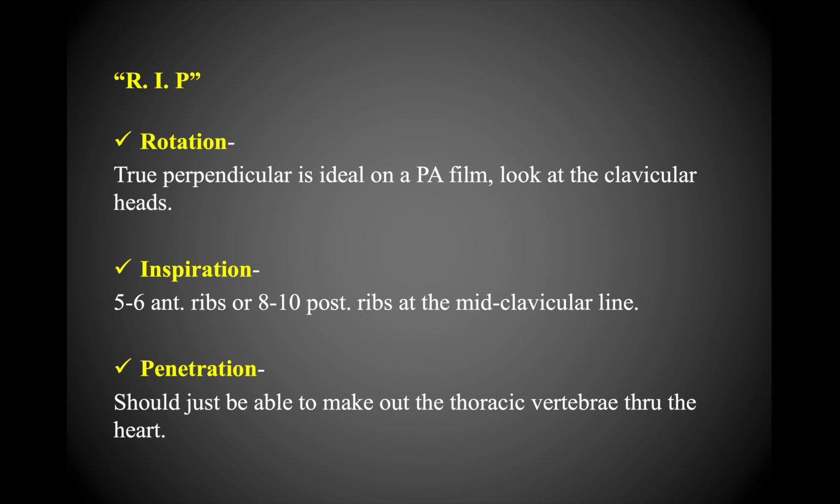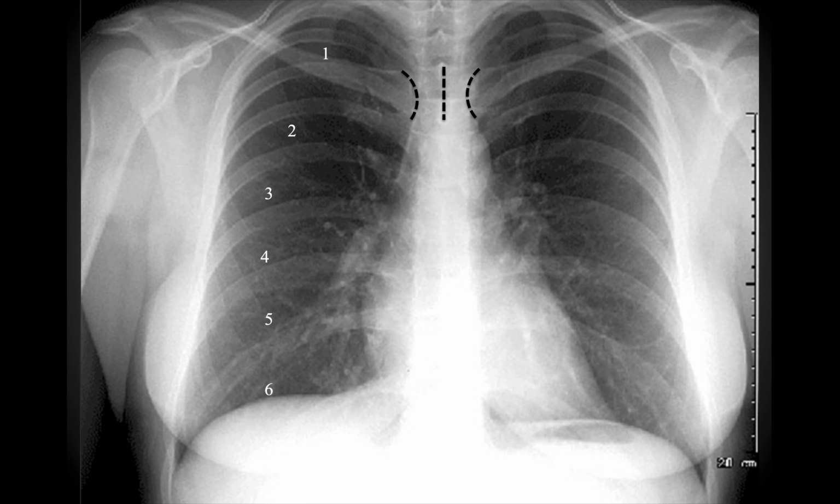Inspiration, again, remember that the patient should be inspiring, and so as a result, you should be able to see 5 to 6 anterior ribs and 8 to 10 posterior ribs at the midclavicular line. And then with penetration, this is just saying that you should be able to make out the thoracic vertebrae just barely through the heart, and that means that it was an adequately penetrated chest x-ray. So that has to do with the amount of voltage that's used when the x-ray is being shot.